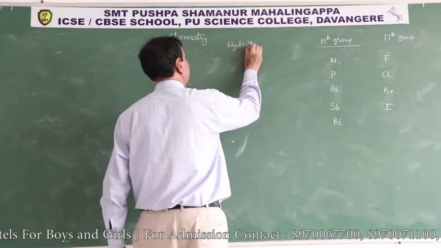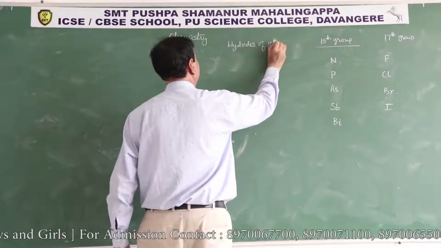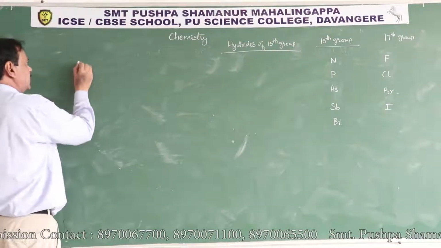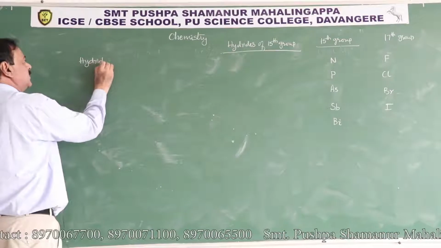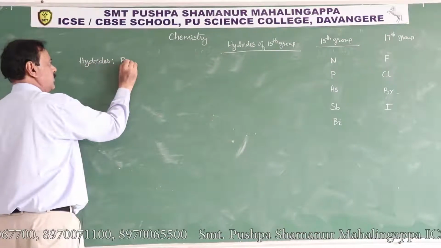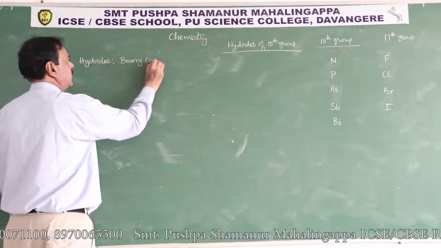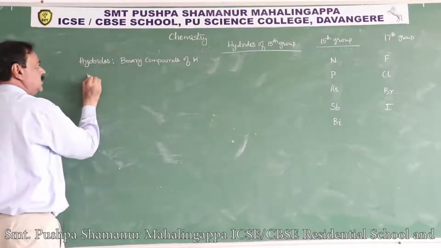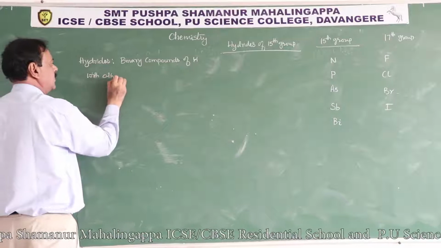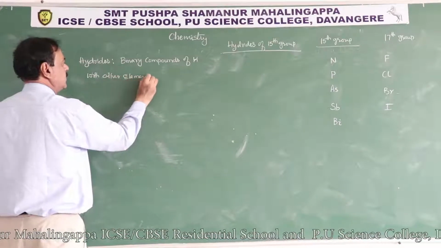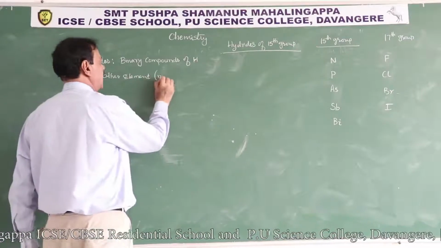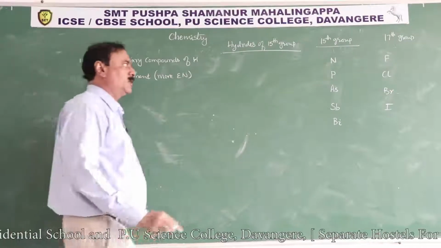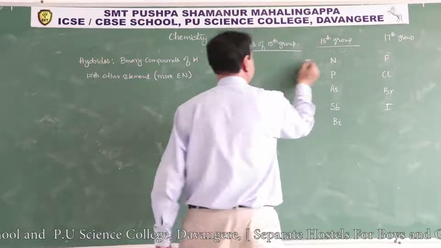Now, the hydrides of the 15th group. What do you mean by hydrides? Hydrides are binary compounds of hydrogen with other elements, and the other element should be more electronegative in nature. Is it clear?